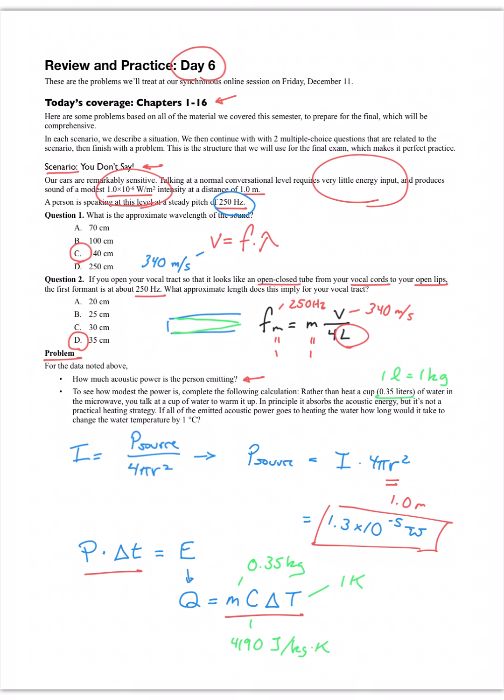So I can calculate how much heat is necessary, and that is provided by my acoustic power for a time delta t. With all those numbers in hand, I can calculate what delta t is, and I get 1.2 times 10 to the 8th seconds, which is a bit more than 4 years. So this is really not a practical strategy for heating water. The whole point of this problem was not that this is a practical strategy, but that this is an interesting way to dramatize how little acoustic power you put out when you speak.